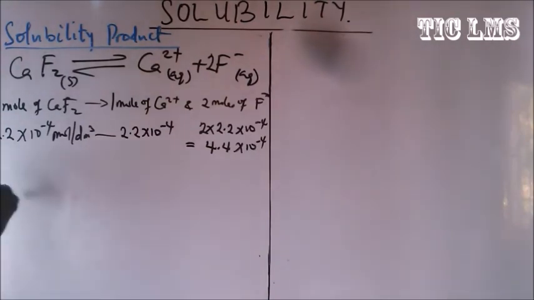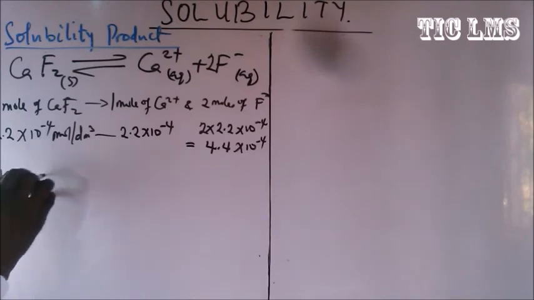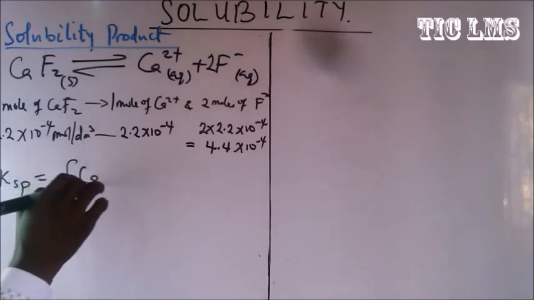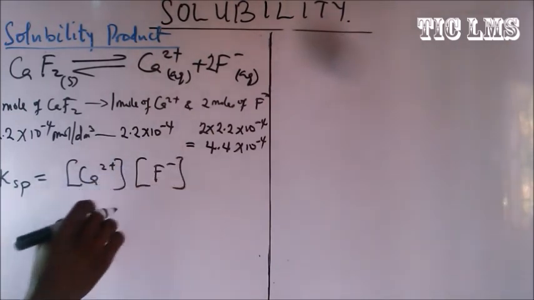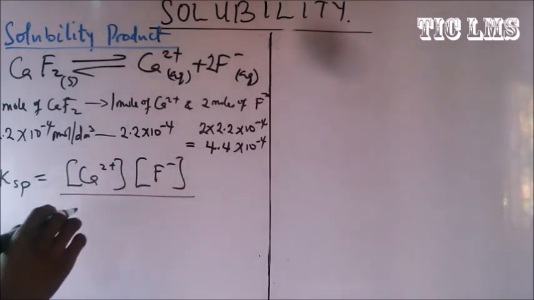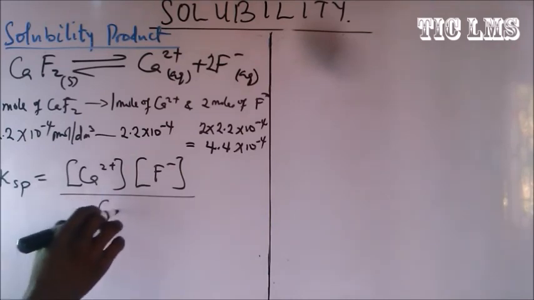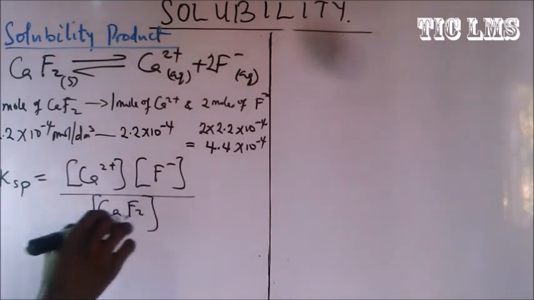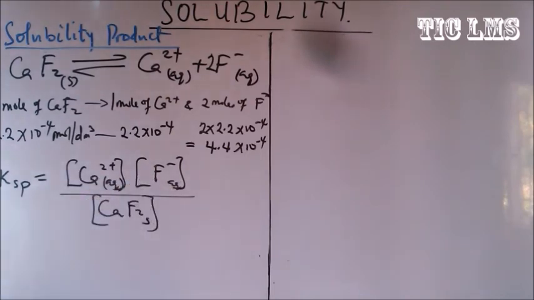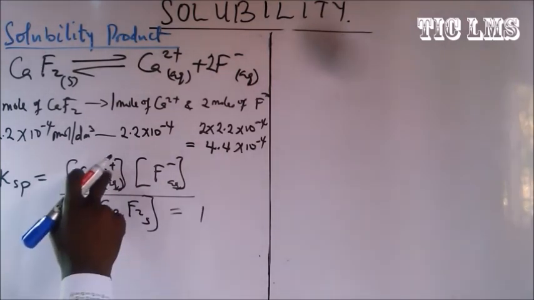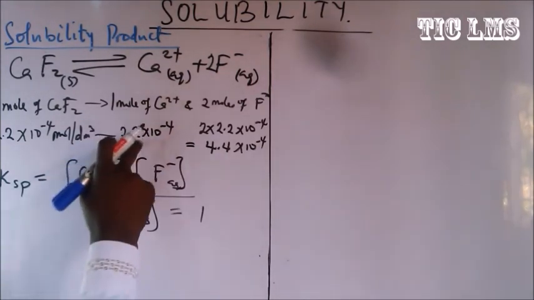So we have that the solubility product constant will be equal to the concentration of calcium ion multiplied by the concentration of fluorine ion, divided by the concentration of calcium fluoride, which is solid. So we have aqueous here and aqueous over here. Since we know that the concentration of a solid is equal to 1, we'll be left with this. And so we'll have that the calcium ion is 2.2.